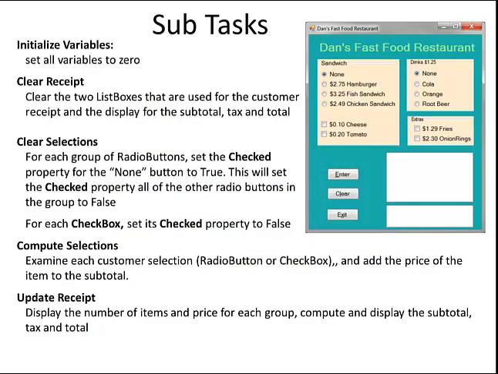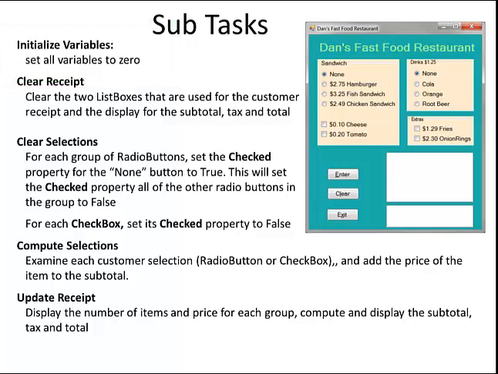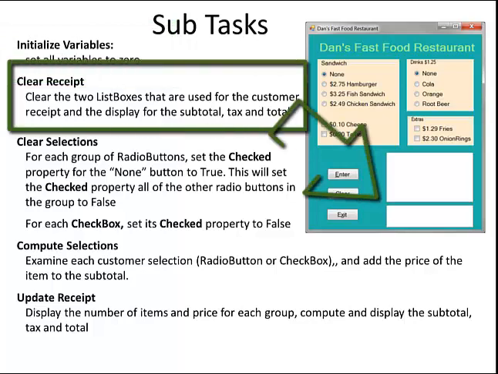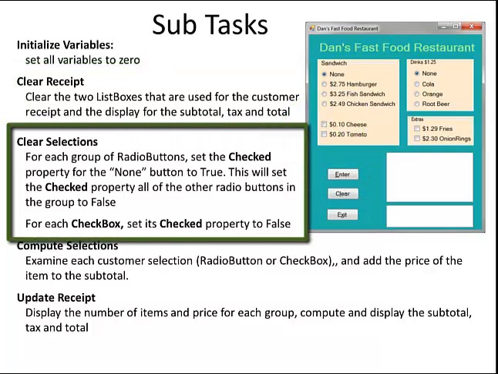Here's a brief description of each of the subtasks. Initialize the variables. Set all the variables to 0. Clear the receipt. Clear the 2 list boxes that are used for the customer receipt and display the subtotal, tax, and total. Clear selections. We need to notice that the radio buttons and the checkboxes work a little bit differently.